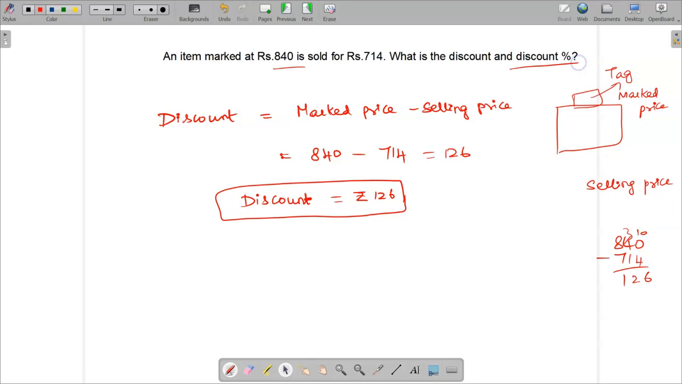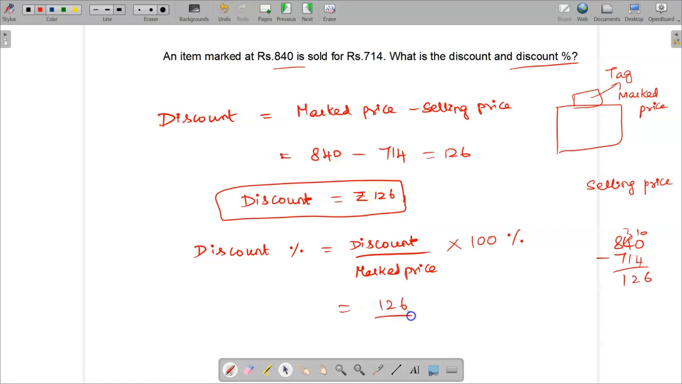Next, they are asking for the discount percentage. The discount percentage is given by discount divided by marked price. This is the formula. Discount divided by marked price. Since it is a percentage, we have to multiply by 100%. The discount we just calculated is 126, and the marked price is 840, into 100%.